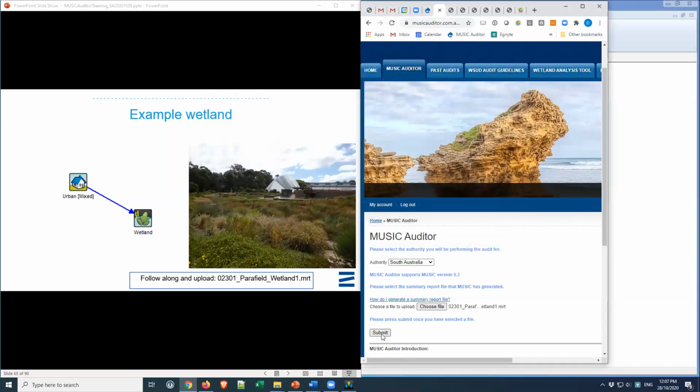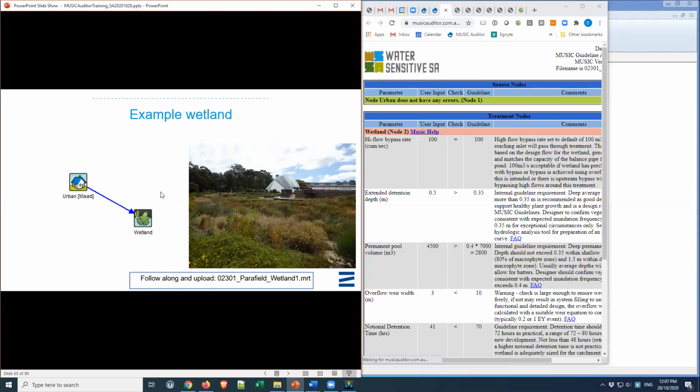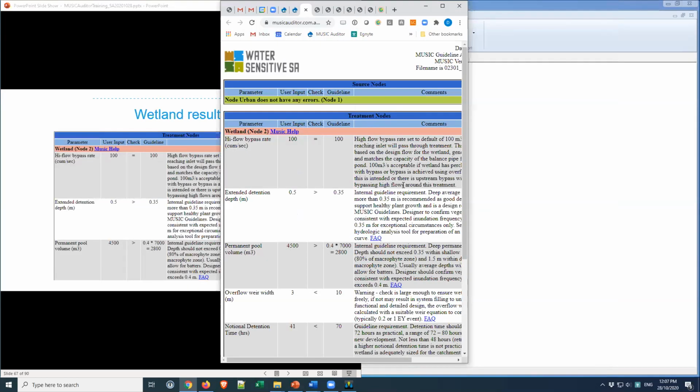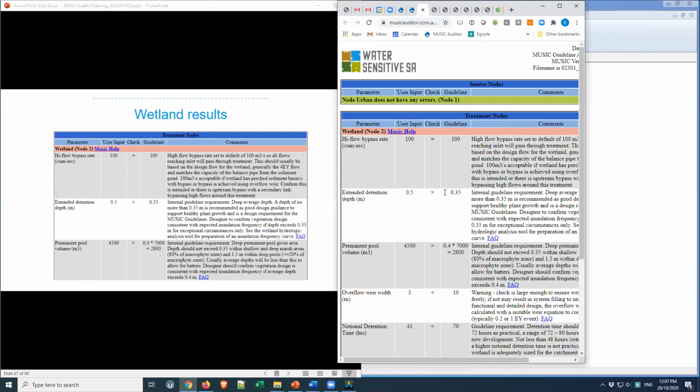If you load in the wetland and just submit that, we'll just talk through some of the outcomes of that. By all means, feel free to follow along with these through the auditor if you want to. If you don't, that's fine. You can just watch what we're doing on the screen. That's okay as well. You won't lose anything. So what have we got here?